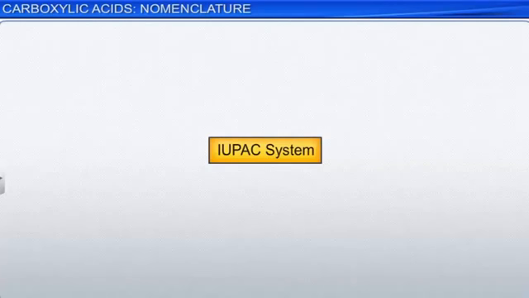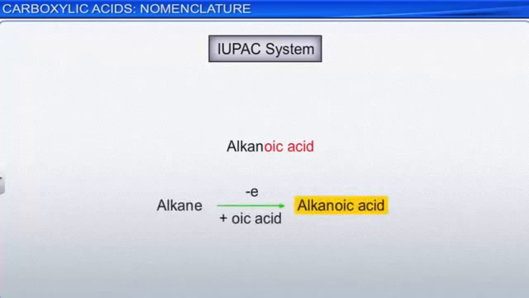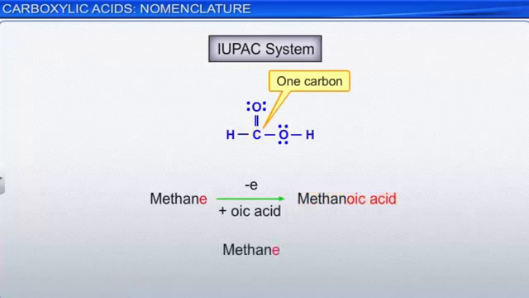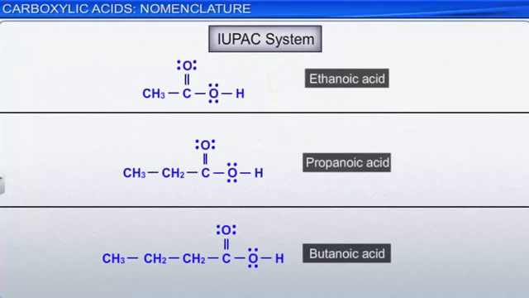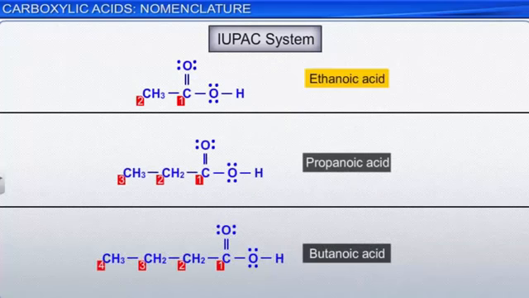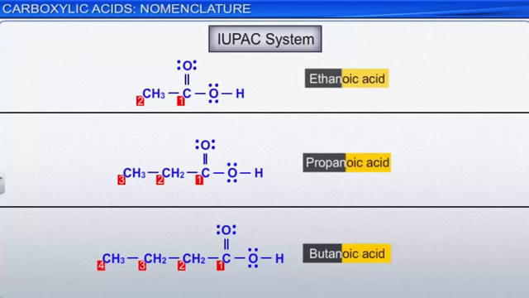Now, let's look at the IUPAC system. In the IUPAC system, carboxylic acids are named by replacing the ending E of the corresponding alkane by OIC acid to form alkanoic acid. For example, the IUPAC name for carboxylic acid containing one carbon is methanoic acid, obtained by replacing the ending E of methane by OIC acid. Similarly, carboxylic acids containing 2, 3, and 4 carbon atoms are named ethanoic acid, propanoic acid, and butanoic acid respectively by replacing the ending E of the alkanes concerned by OIC acid.